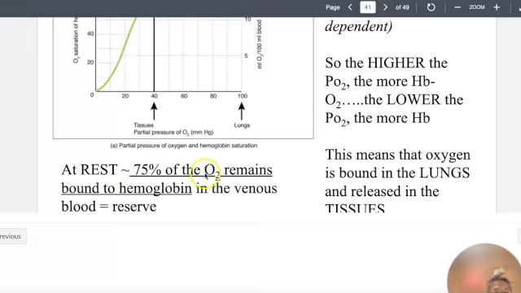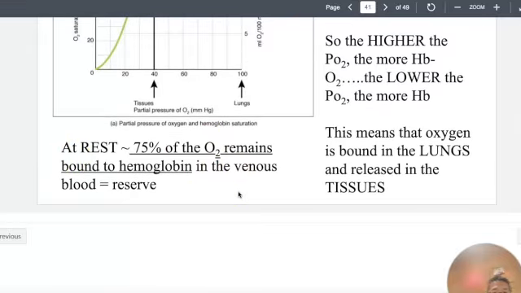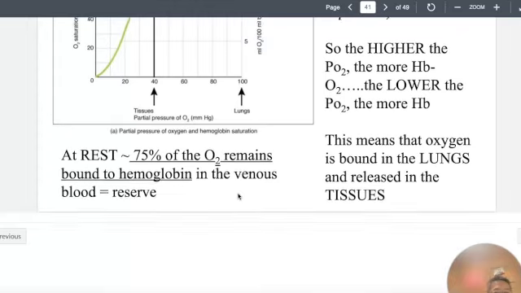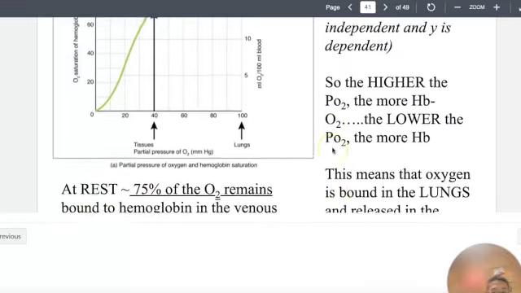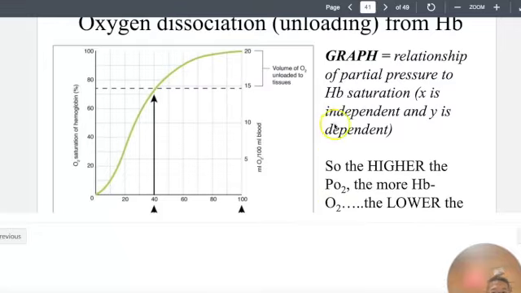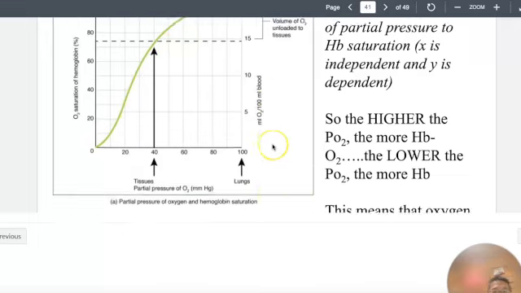At rest, 75% of the O2 remains bound to hemoglobin in the venous blood. I think we saw this already. In the vein it's more like a reserve. So again, here's the relationship, partial pressure and hemoglobin saturation. The more saturated it is, the more it wants oxygen.